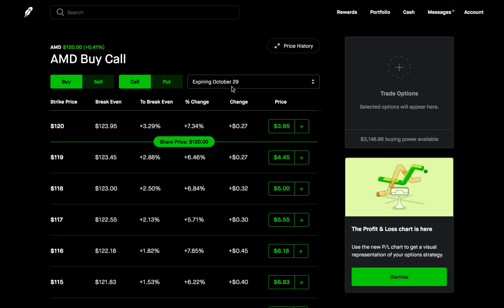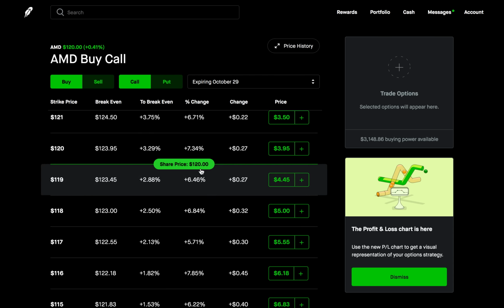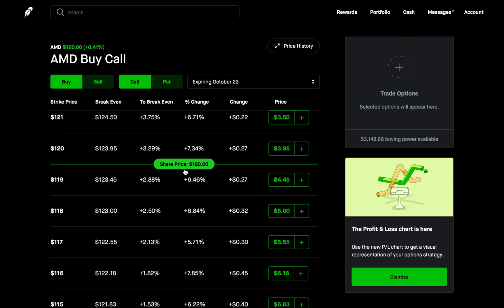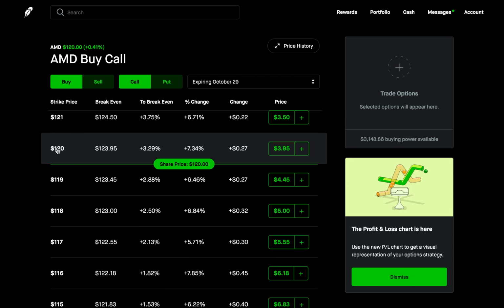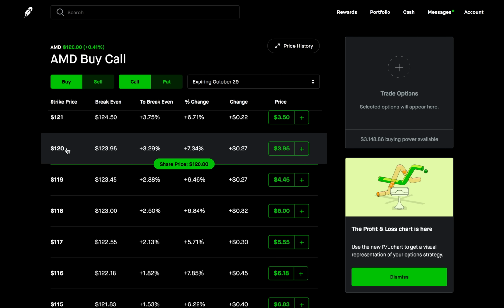Now, I'll just stay on calls here, but we are going to have to go to puts as well, but we'll stay on calls for now. First thing we want to do here is find the at the money call option for this stock. So remember, at the money is where the strike price is as close to the share price as possible. The current share price of AMD right now is $120, right on the dot. So this makes it a lot easier because that means that the 120 strike is going to be the closest to the share price because they're the same right now. So this is the at the money call option for AMD.